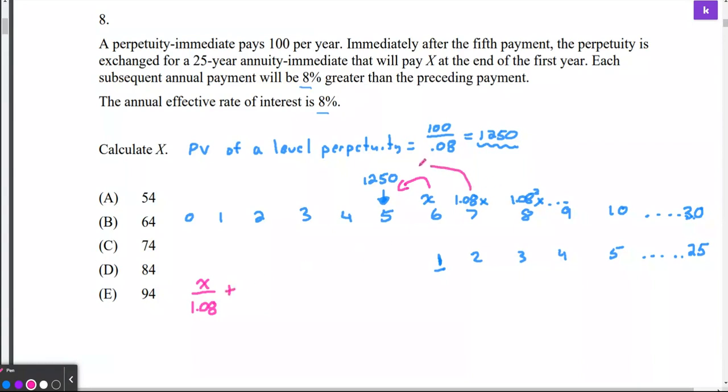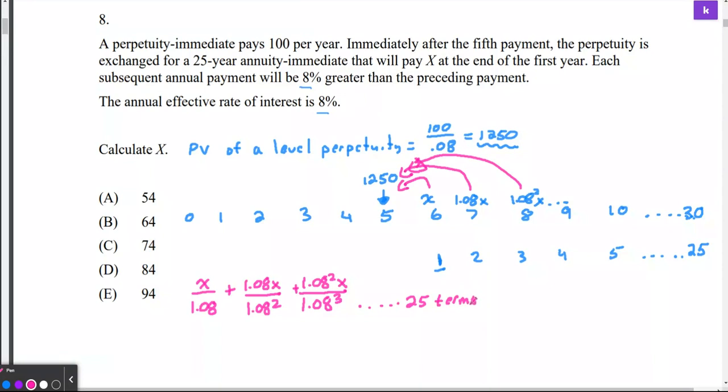Now we have to discount this guy to here. So it's going to be 1.08X divided by 1.08 squared, and so on and so forth. Now we do this guy, and it's going to be 1.08 squared X over 1.08 cubed. So each of these just becomes the same, and there's 25 of them, from 6 to 30 or from 1 to 25.